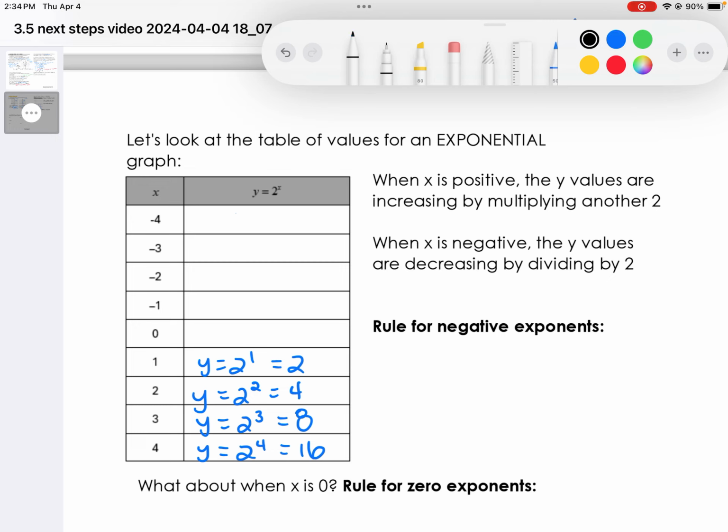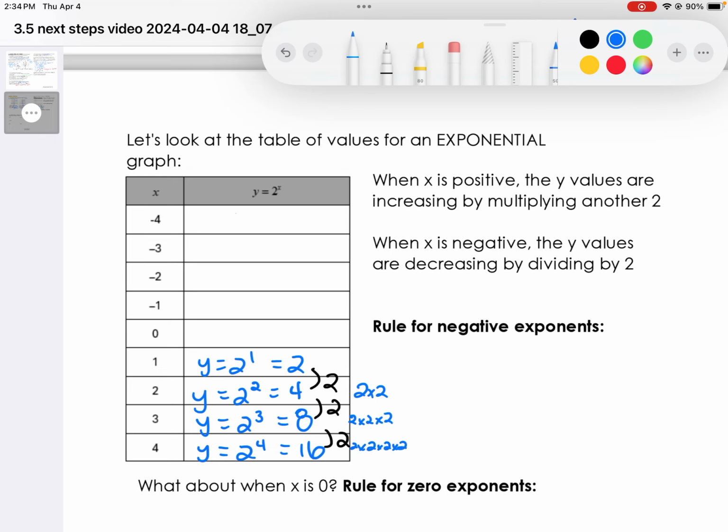So what's happening here each time? We, of course, are multiplying by 2. So 2 to the power of 1 is 2. 2 to the power of 2 is 2 times 2. 2 to the power of 3 is 2 times 2 times 2. Okay?